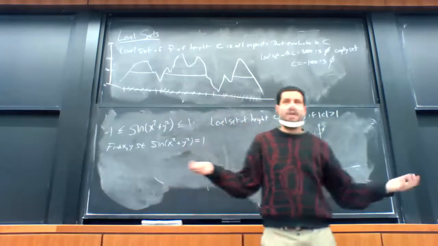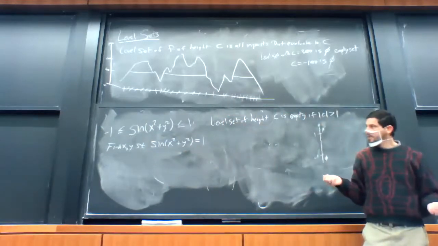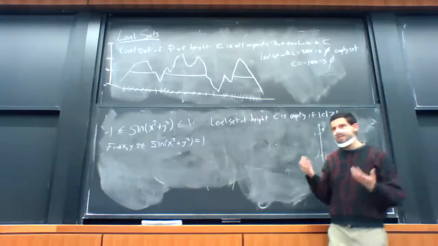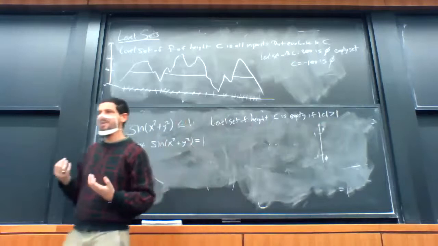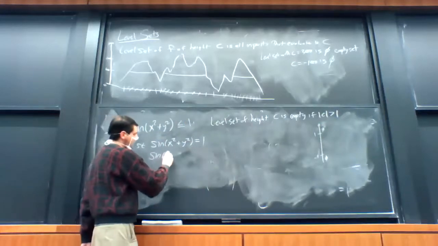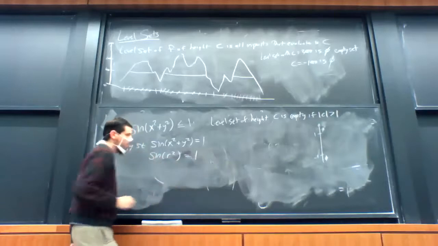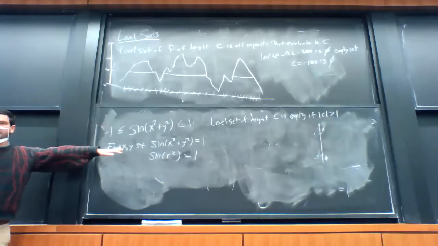Should I be looking at this in xy space? Okay. You've got x squared plus y squared. When you see x squared plus y squared, what are you thinking? Polar. So in polar, this is the same as the sine of r squared equals 1. This means theta is free to do whatever it wants.